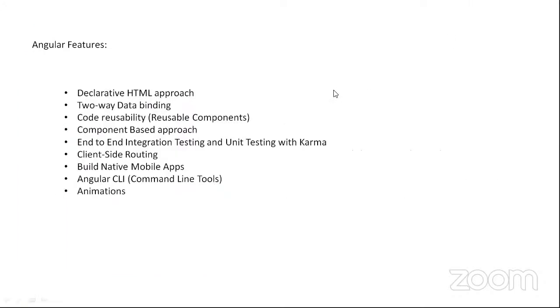These are the features, as I mentioned: animations, you can build native mobile apps, and client side routing. Routing means jumping from one page to another page. Those kinds of routing concepts, but in React, it needs to come from another library, not from React. Okay, and end-to-end integration testing and unit testing and all.